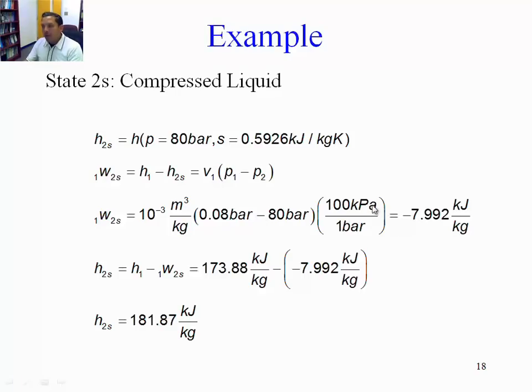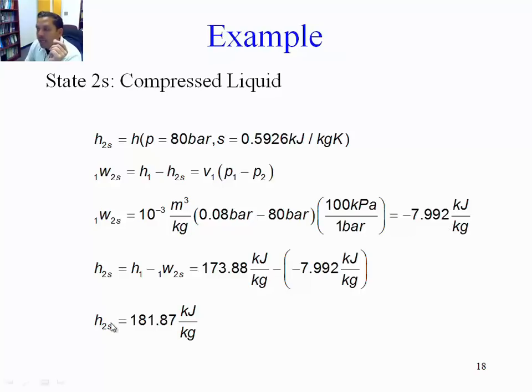The conversion between bar and kilopascals is 100 to 1, and that will actually make it possible for these to be kilojoules over kilogram. So the work in the pump, the ideal work in the pump, is minus 7.992 kilojoules for every kilogram of water that passes through it. That's the ideal. In reality, that pump will require more work, because of its adiabatic efficiency.